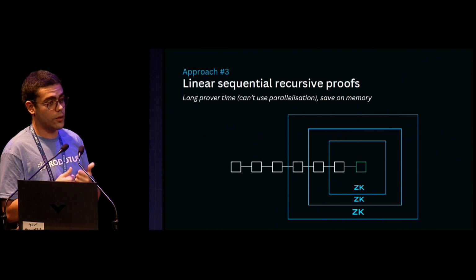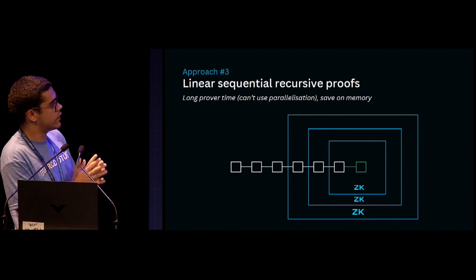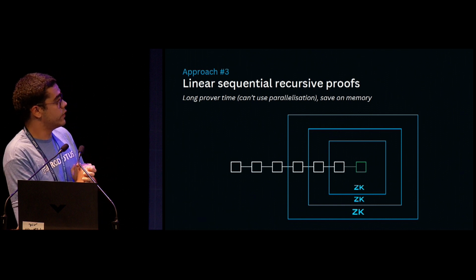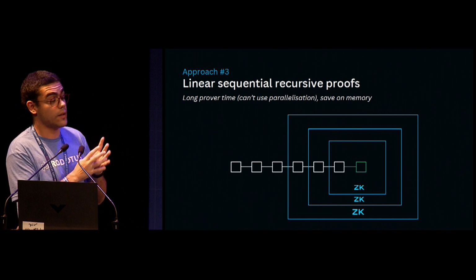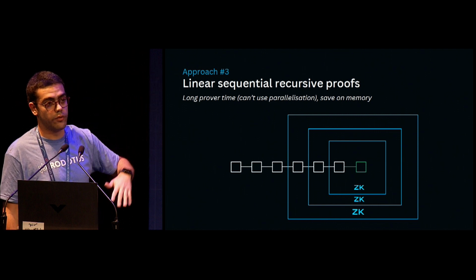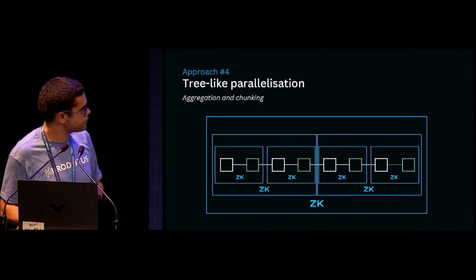So this approach might look very close to perfection, but the problem here is that it also takes a lot of time. So there's a lot of prover overhead here. And the reason for this is because this is not parallelizable, because to generate proof n, you already need to have generated proof n-1. So we have a problem, but we can still solve this problem.